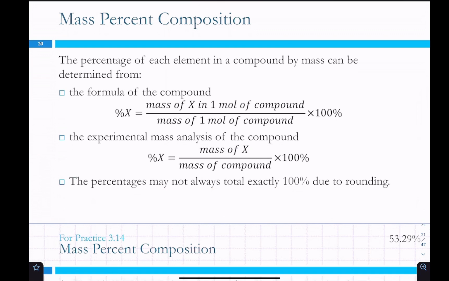If you have the formula of the compound, we're always going to be assuming that you have 1 mole of that compound.